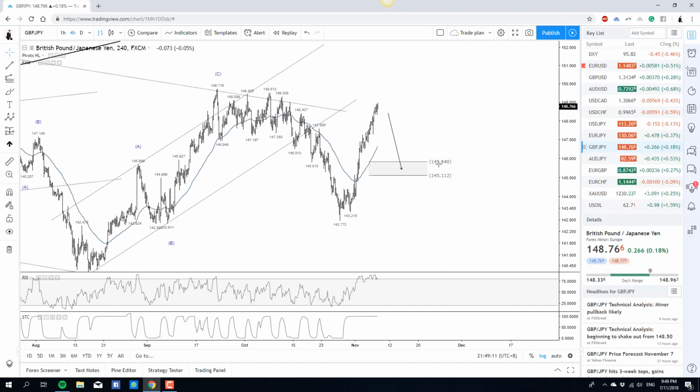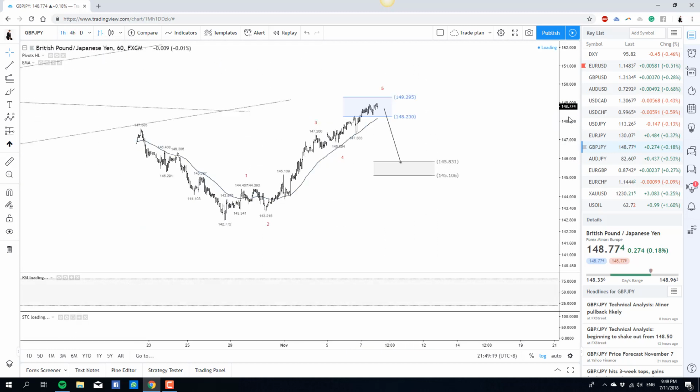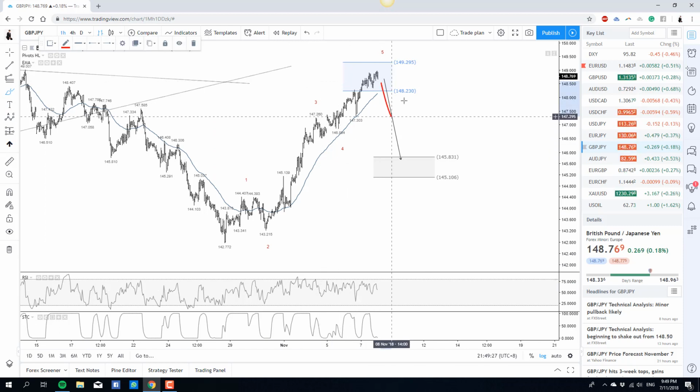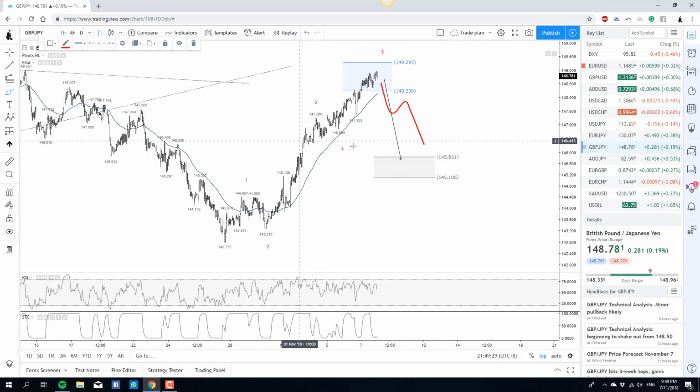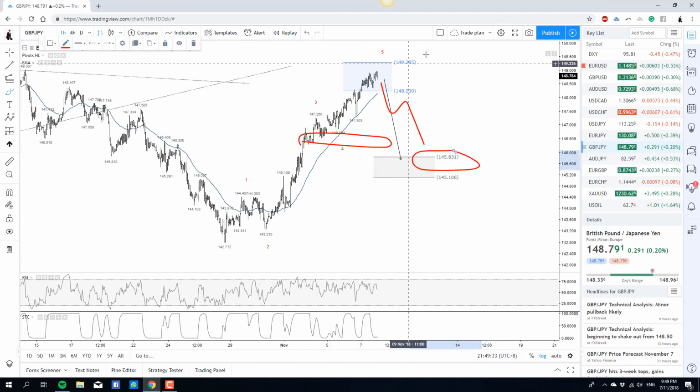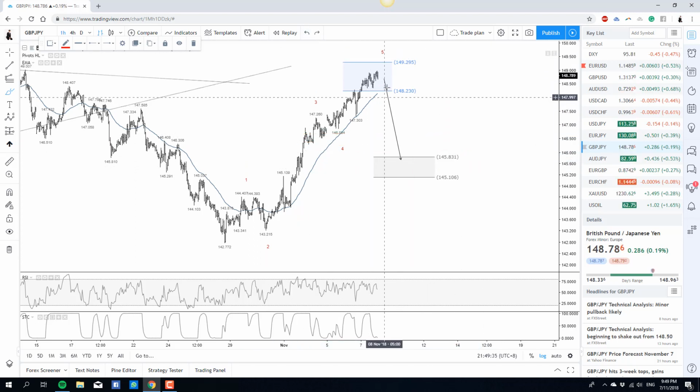Pound yen, very similar. This move here looks very corrective. We expect a move down towards 145.8. On the hourly, I'm seeing 1, 2, 3, 4, 5. We do see a divergence over here between 3 and 5, so I might expect to see this potentially towards this region, or slightly lower at 145.8. So in other words, do expect a 3 move correction to the downside.